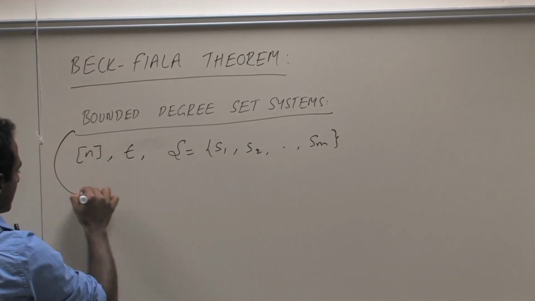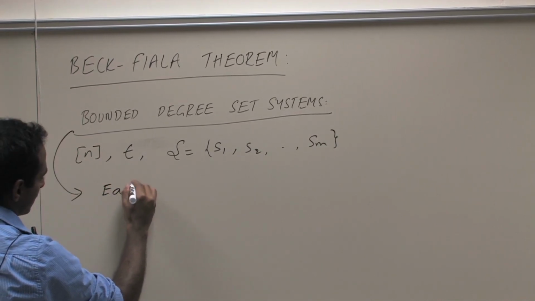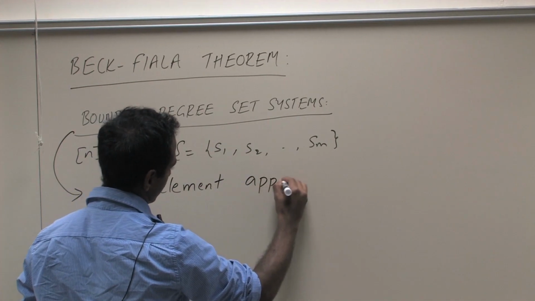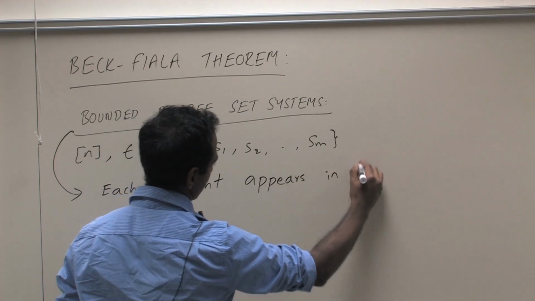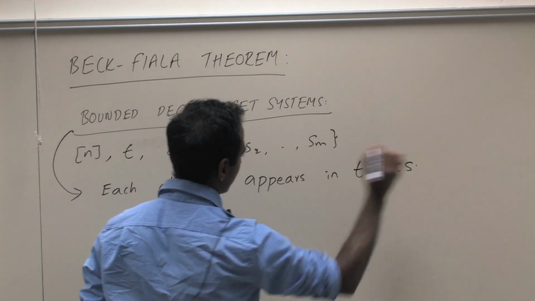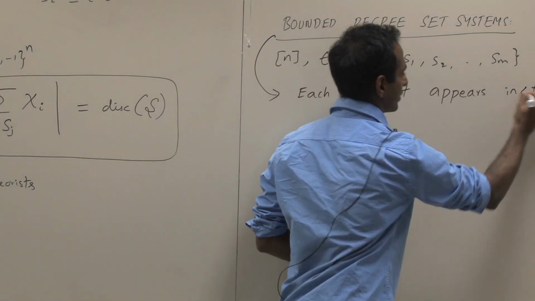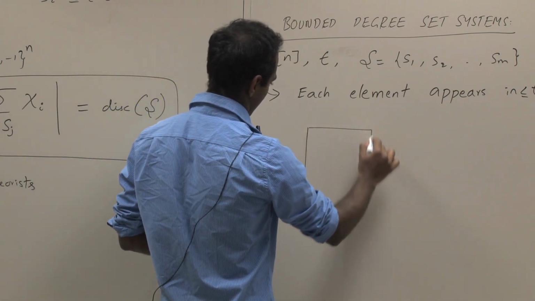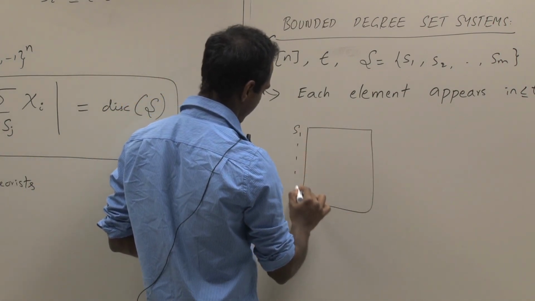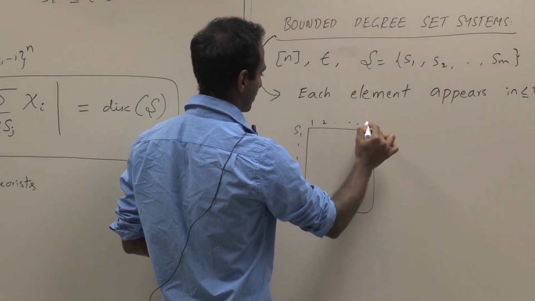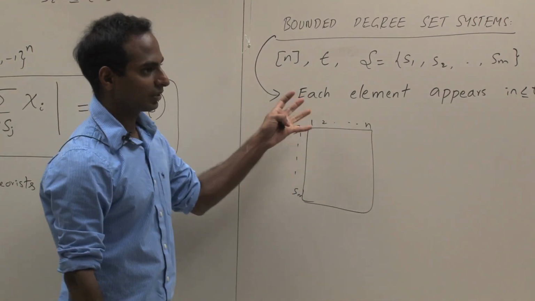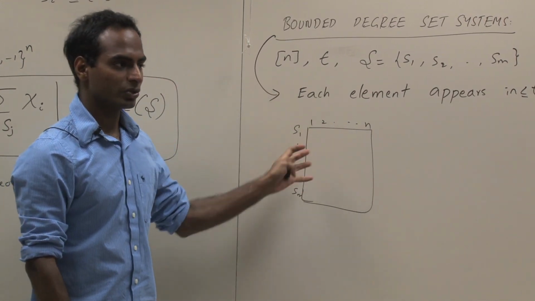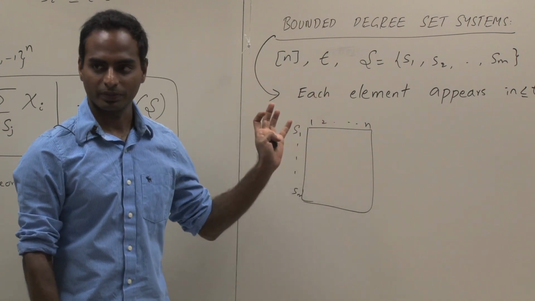Okay. So the assumption is that each element appears in less than or equal to t sets. So if you think of the matrix representation, you have the sets here, and you have the elements of the universe on the columns, and the assumption is that each column here has at most t non-zeros.